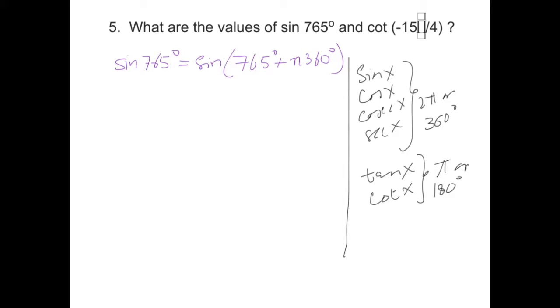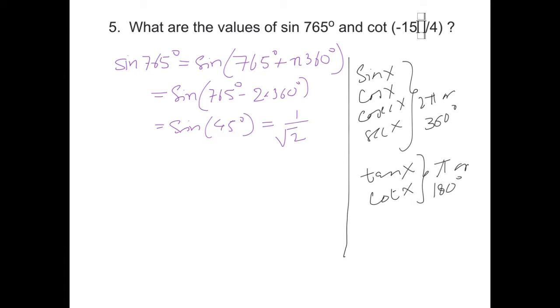Now it's easy to see that if we substitute minus 2 for n, we get 765 minus 2 times 360, and that's an acute angle. So let's do that. So we have sine of 765 degrees minus 2 times 360 degrees, and that is sine of 765 minus 720 degrees, which is 45 degrees, and we know the value of sine 45 degrees, which is 1 by root 2, and that is our answer here.